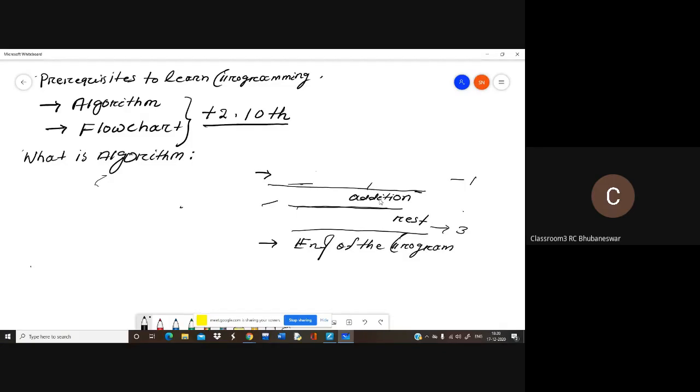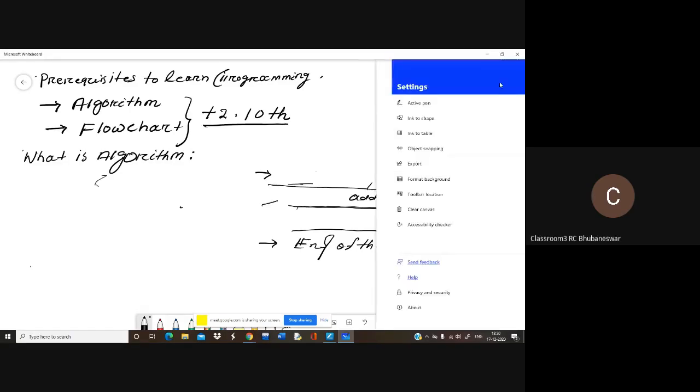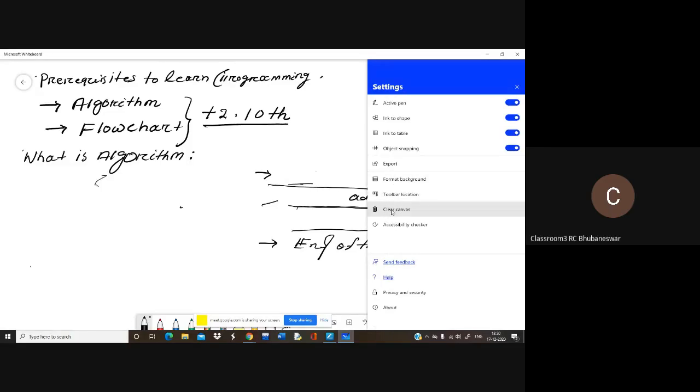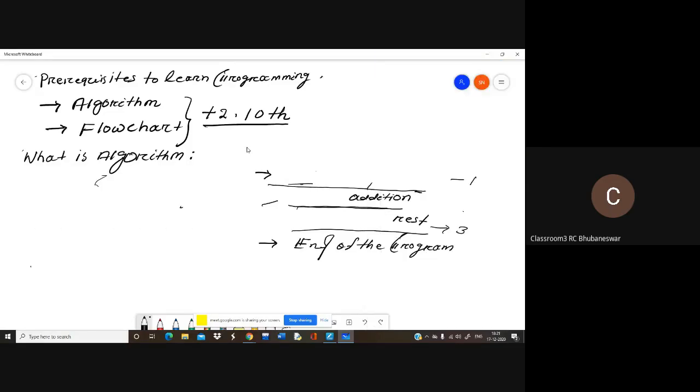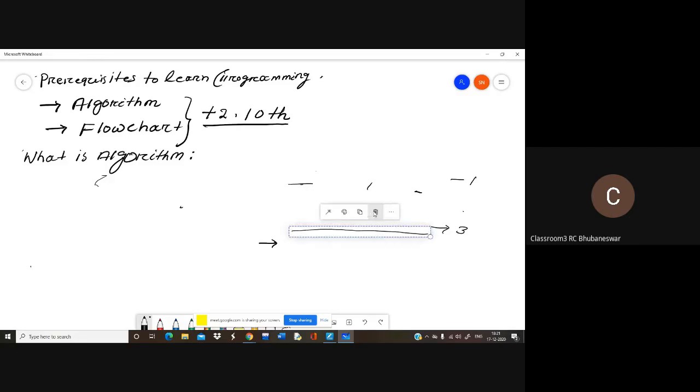But later on, when you are an expert, you may not need to write an algorithm. When you are an expert programmer and self-sufficient, you may not develop algorithms. But in the initial days, I must advise you to develop algorithms first before writing any program.